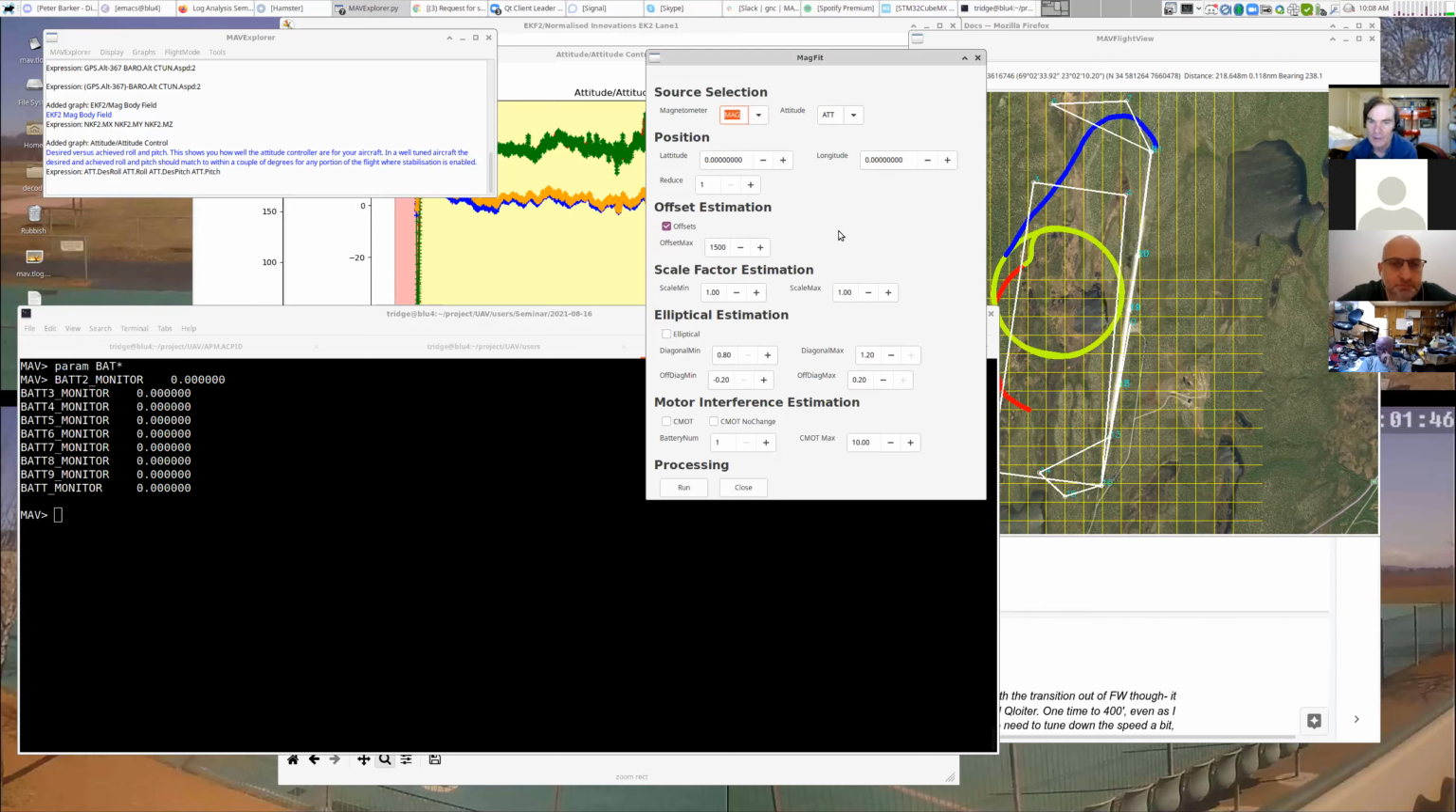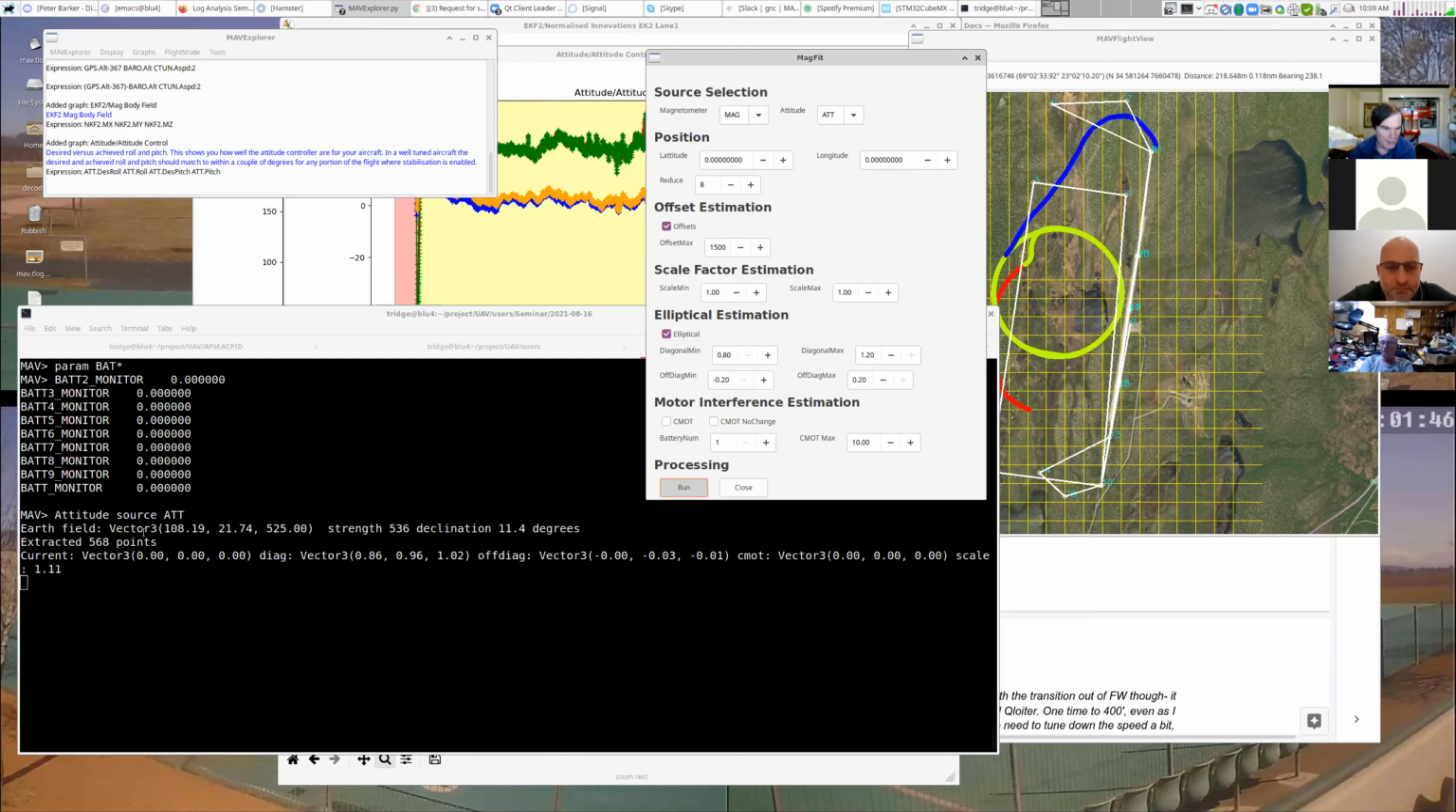But what we can do here is I'll do this reduction to reduce the number of samples, because this process can be quite slow, and I'll ask it to estimate offsets and ellipticals in this flight. So we're saying, please estimate what the correct offsets are and what the ellipticals should be, and let's run this. There's only 568 points here, so it won't take very long. Normally you'd run it with a bit less reduction, but I'm just trying to move things along more quickly.